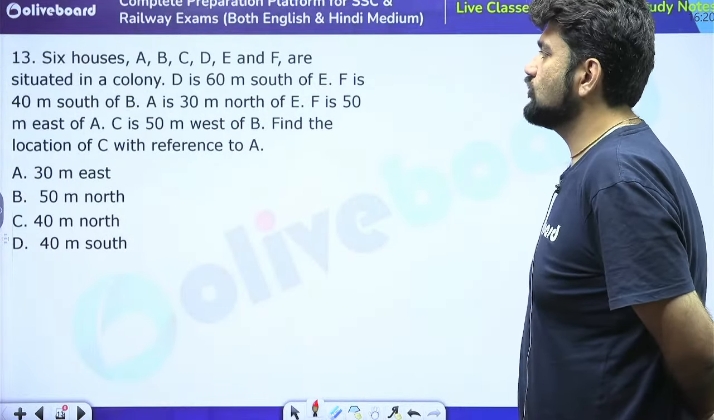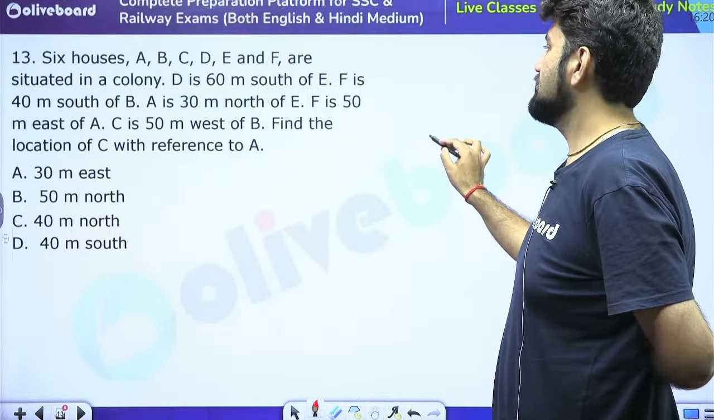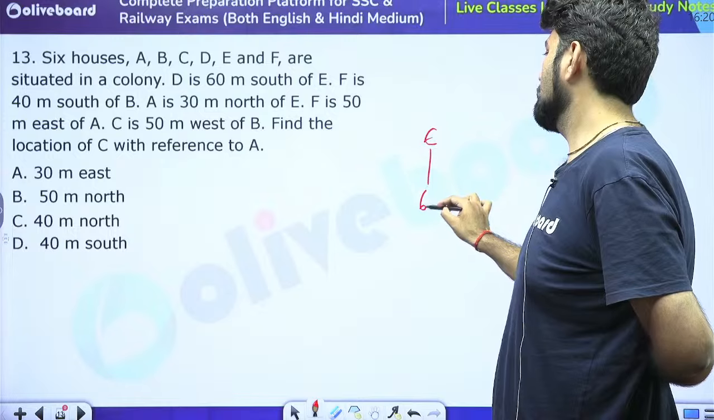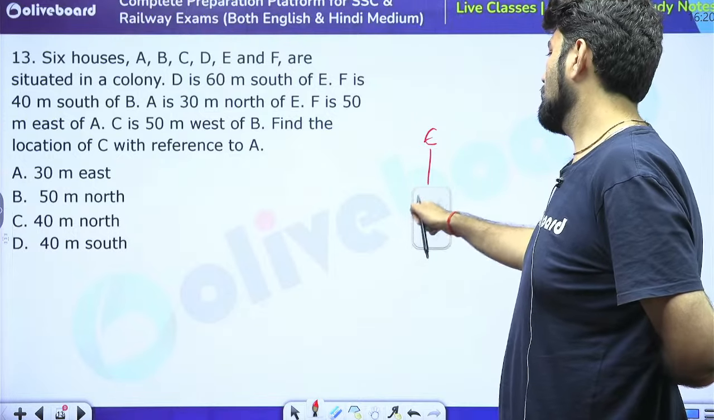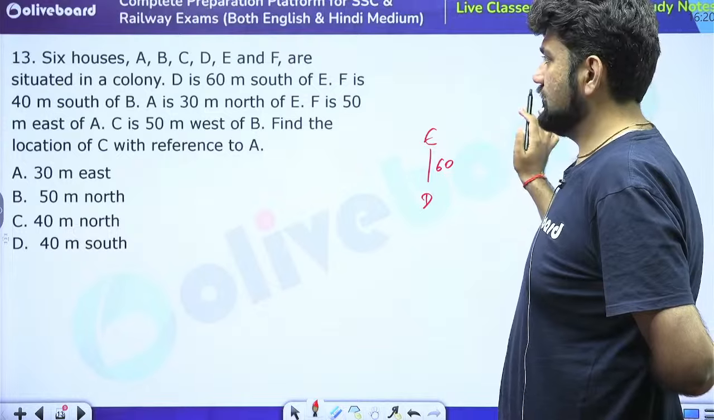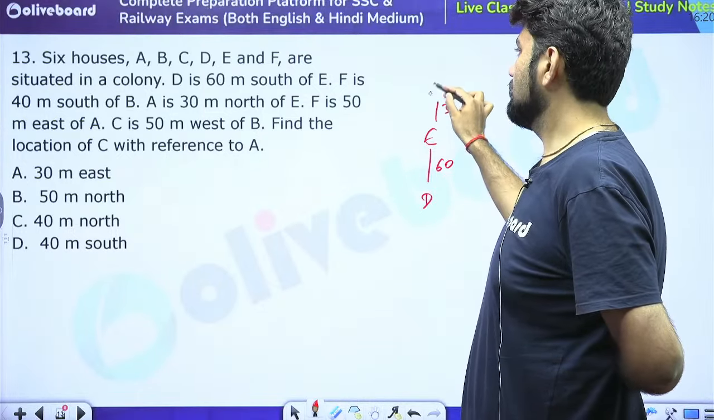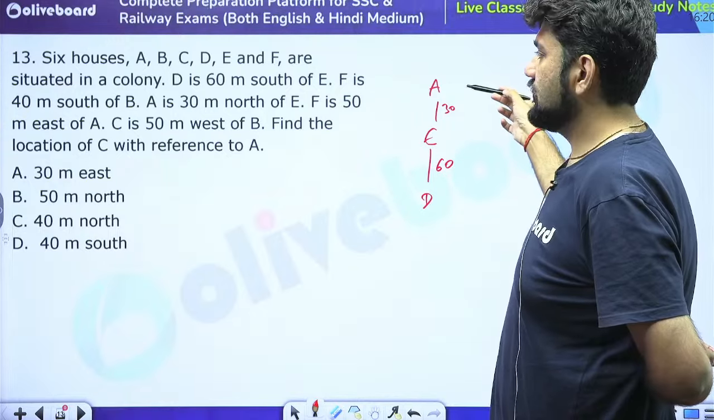Six houses are situated in a colony. Okay, this one is easy, I think. D is 60 meters south of E. F is 40 meters south of B. A is 30 meters north of E. F is 50 meters east of A.